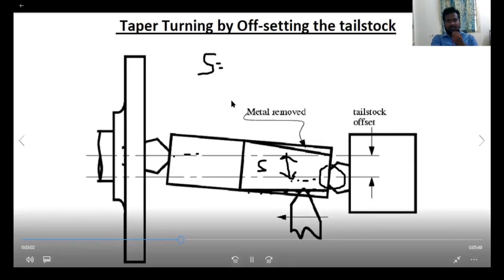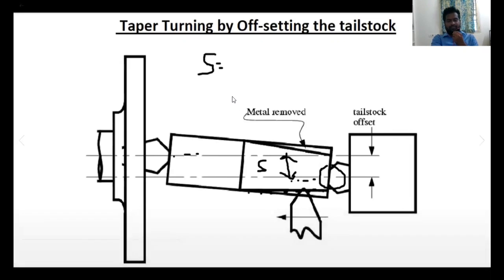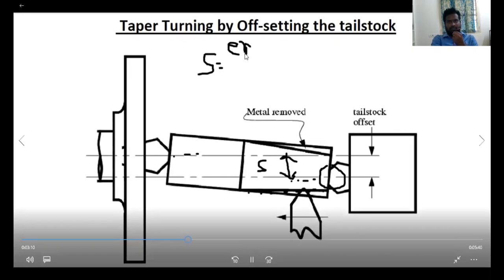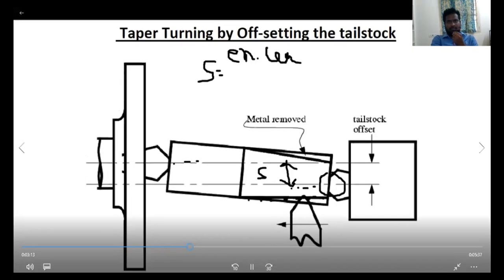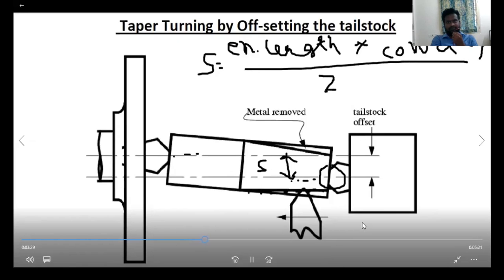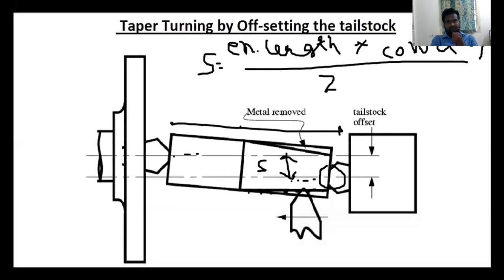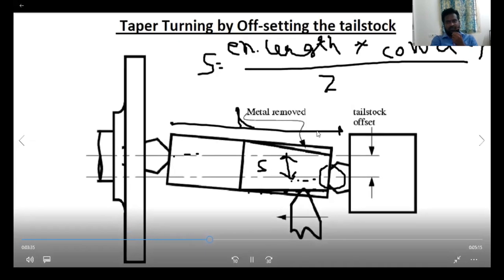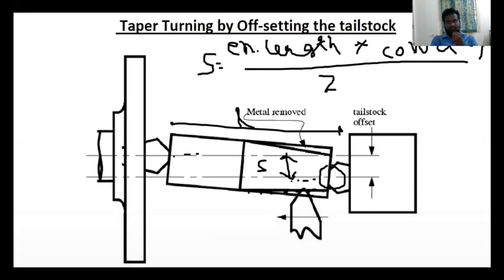This offset is calculated by S is equal to length into conicity by Z. That means this is the length of the workpiece. This is the length.